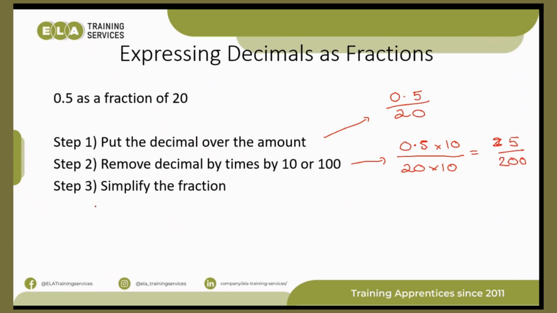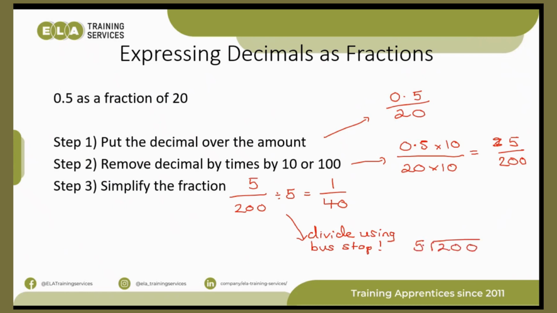And then we simplify. So 5 over 200, we can divide by 5. So 5 divided by 5 is 1, 200 divided by 5 is 40. Now, if we cannot do this in our head, divide using bus stop. So 5 on the outside, 200 on the inside. 5 into 2, 0. 5 into 20 goes 4, 5 into 0, 0, 40, and we get our answer. So 0.5 as a fraction of 20 is 1 over 40.